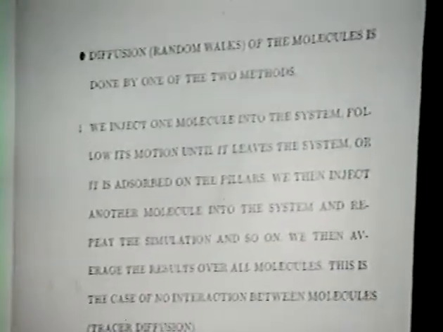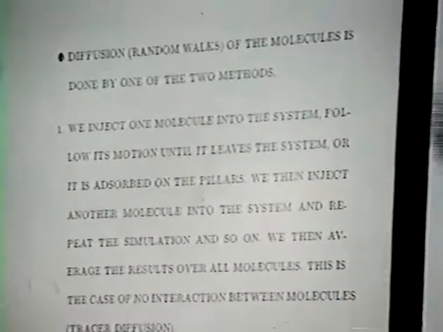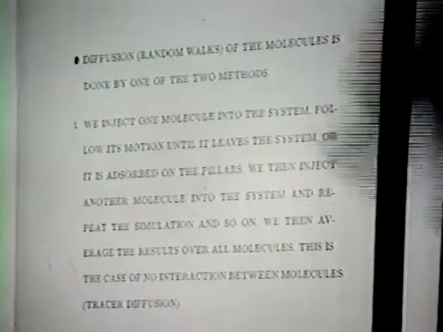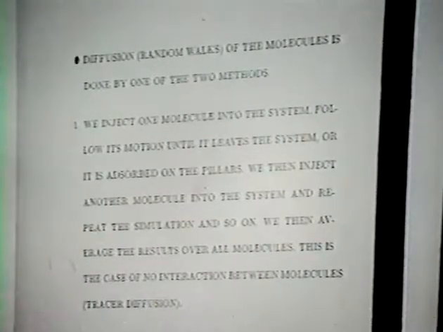Then you do the diffusion of molecules in the pillar plate after generating the pillar plates on a computer. You can do it two ways. You can inject one molecule into the system, follow its motion, calculate all the quantities you want, and then inject another molecule and do the same thing. You average over all quantities and all time and so on. This is the case of tracer diffusion, where a molecule does not see another molecule, so you can follow one molecule at a time. That's one way of doing it.